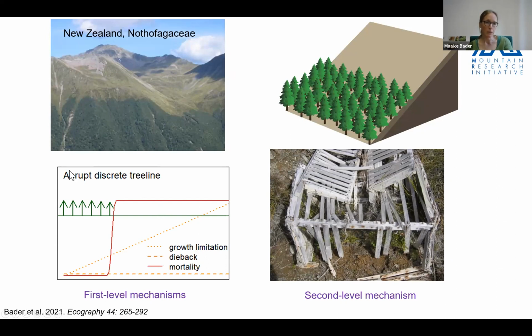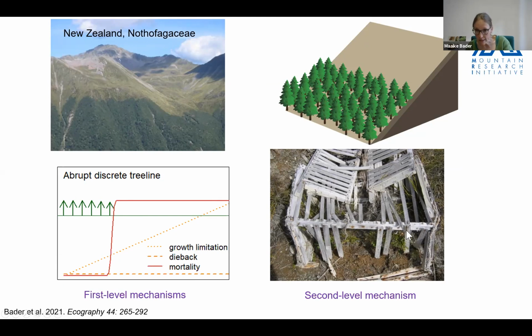So this is an example, again, a Nothofagus treeline in New Zealand, from an experiment by Peter Wardle that was started already in the 70s. And I took this photo, I don't know, 2010 or something like that. So this is 30 years after the experiment was installed.